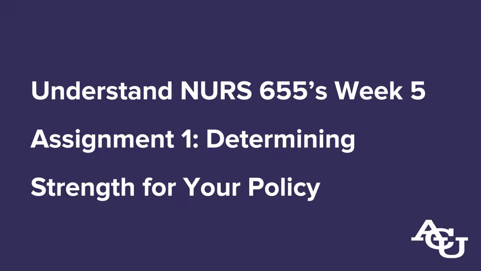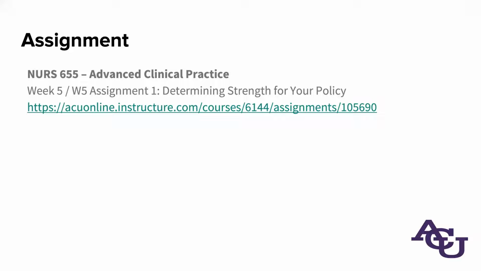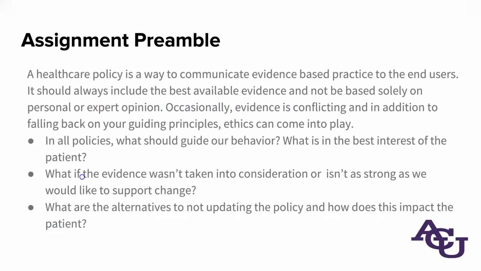This is from Nursing 655, the Week 5 assignment number 1, Determining Strength for Your Policy. It's coming from the Advanced Clinical Practice course. Now, this description begins with the preamble, and I always like to separate the larger body of instructions for the assignment sheet between a preamble that is kind of focusing you and seeing how this fits into the big picture, and what you're actually being asked to explicitly do.